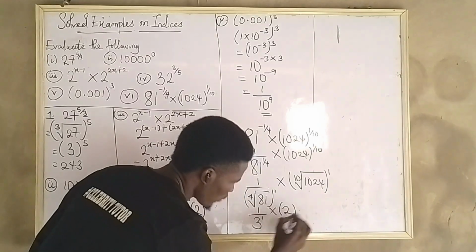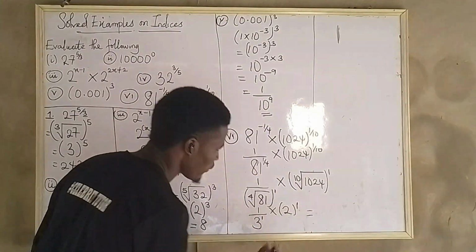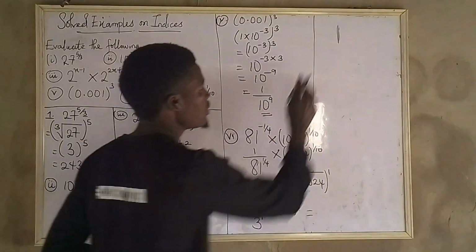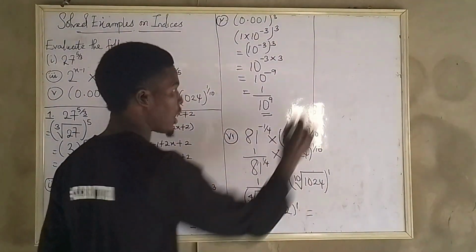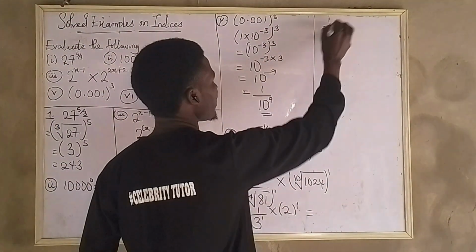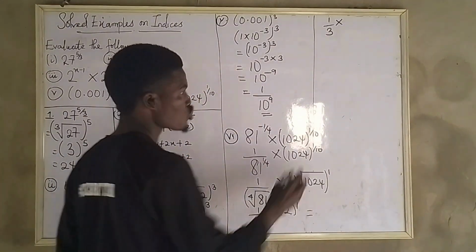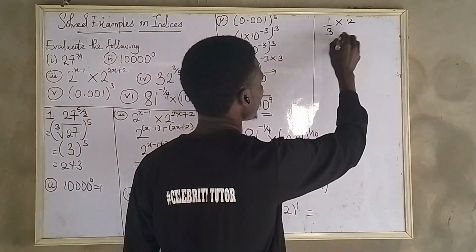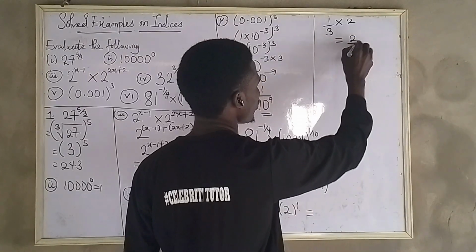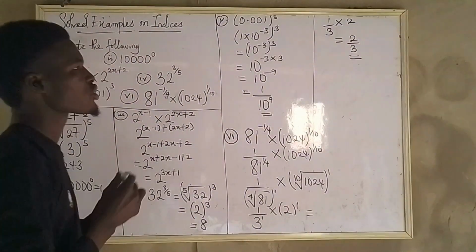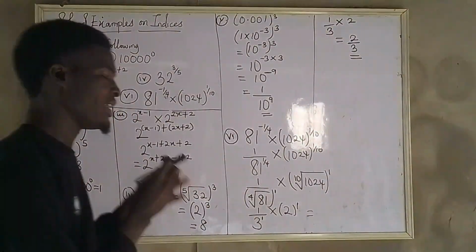2. Then raised to power 1. You can see how I broke it down. So this is 1. Anything raised to power 1 is 1. So that means here I'm going to have 1 over 3. Multiply by anything raised to power 1 is that thing. So this will give me 2. So that means my final answer is 2 over 3. Alright. So that is solved question under indices.